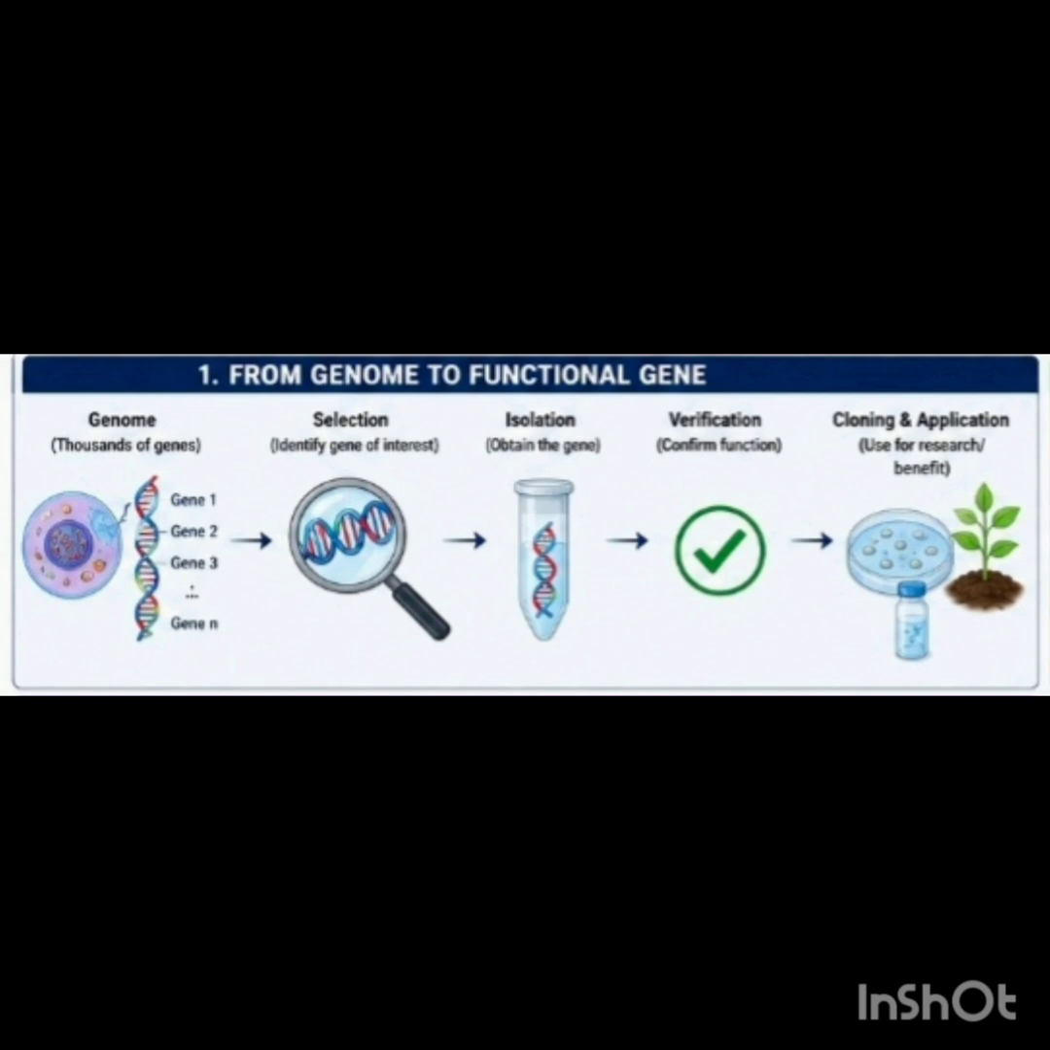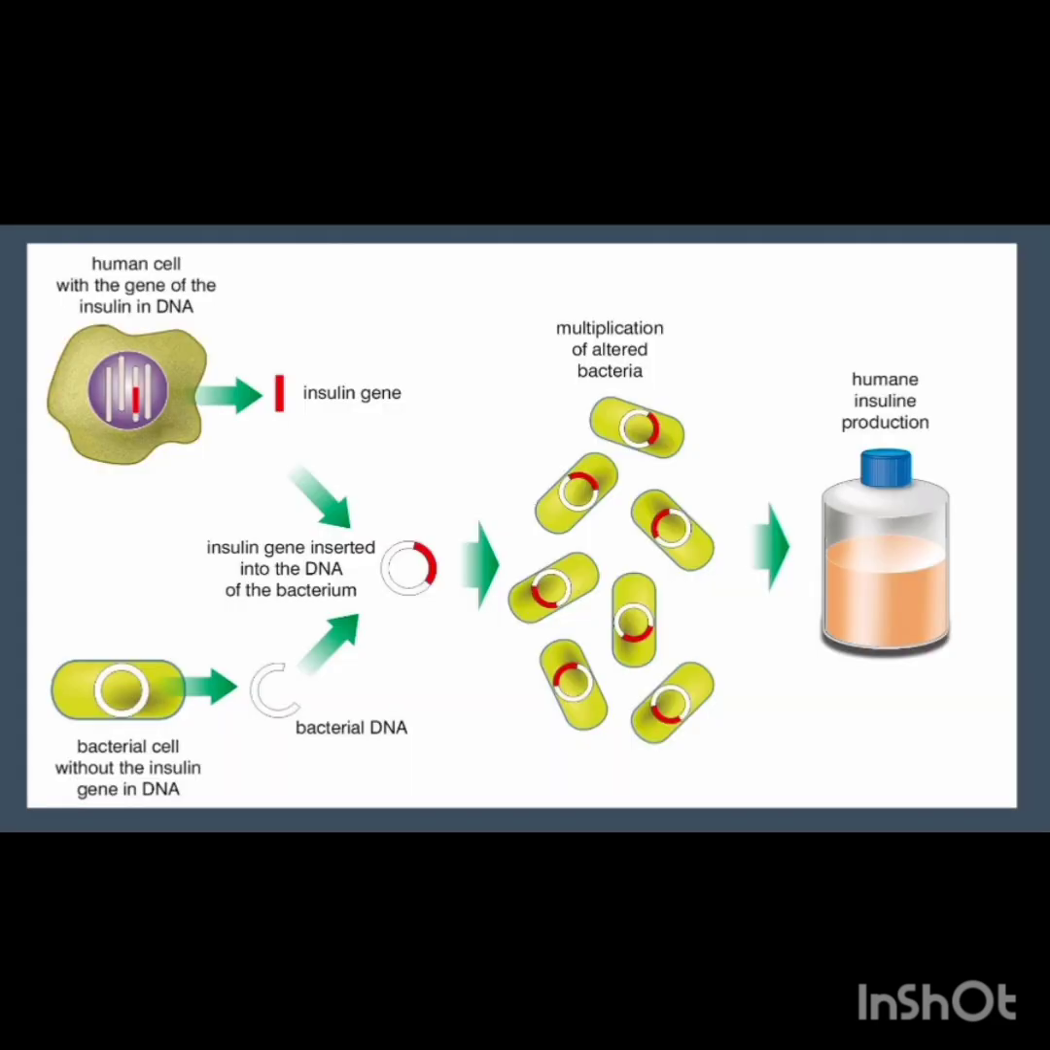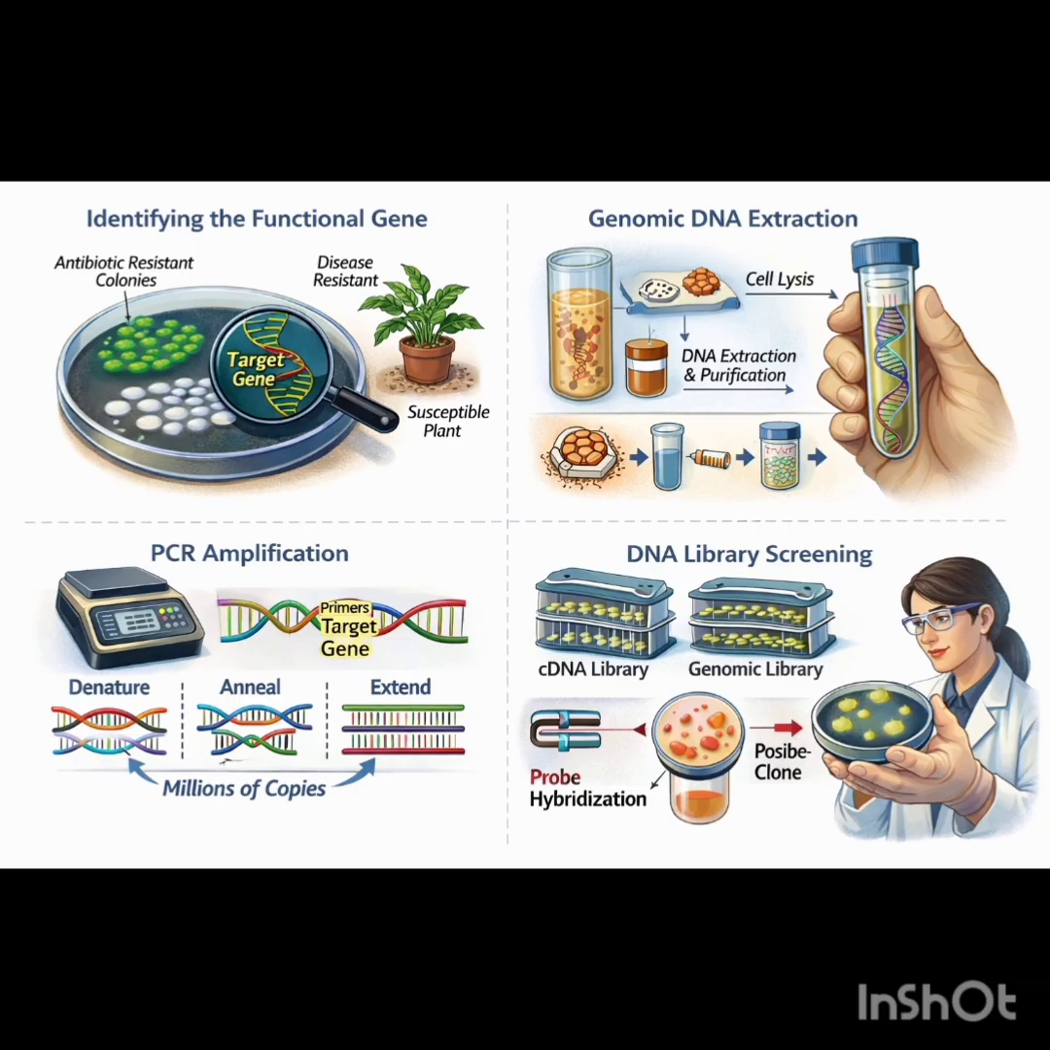A functional gene is a DNA sequence that is actively expressed and produces a biologically important product, usually a protein or functional RNA. For example, the insulin gene in humans, nitrogen fixation genes in bacteria, disease resistant genes in plants, antibiotic producing genes in microorganisms. So the first challenge is identifying which genes among thousands is responsible for the desired function. And next is the selection of the genes.